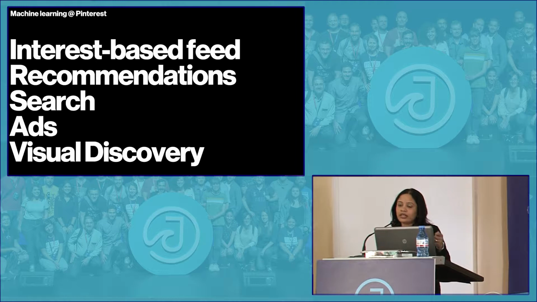I do that all the time. I like someone's purse, and I just shoot my Pinterest Lens there, and it tells me where to buy that purse from, for example. So these are some of the places where Pinterest uses machine learning.